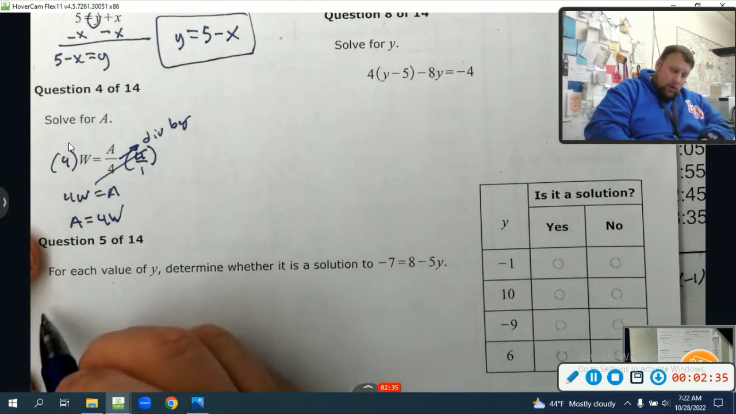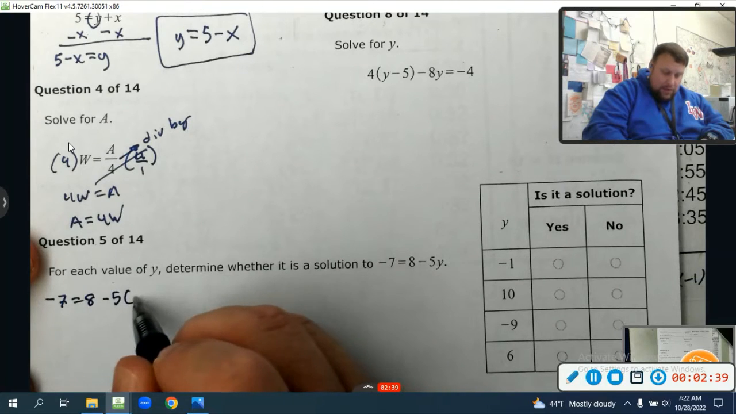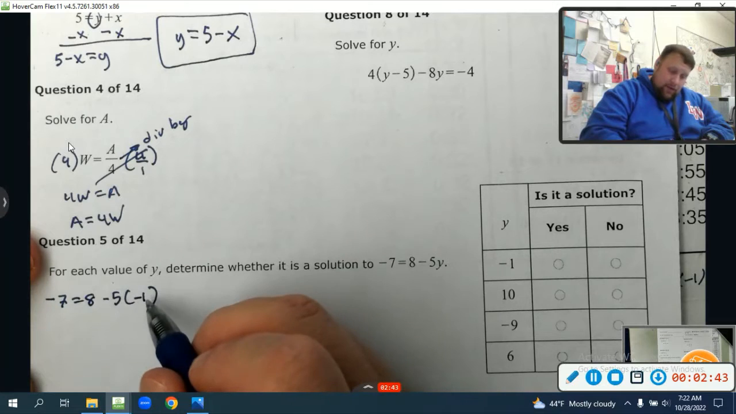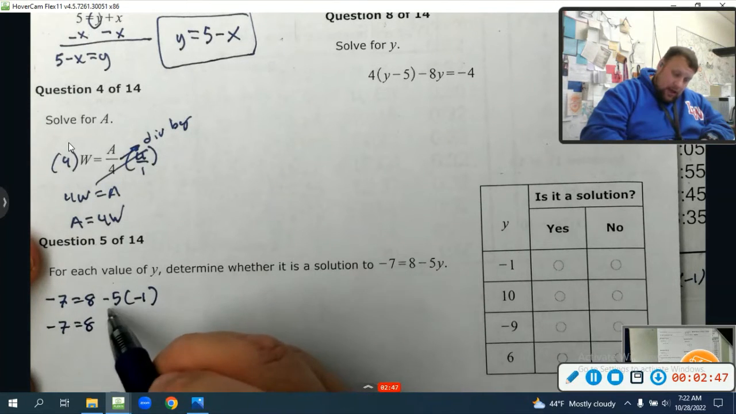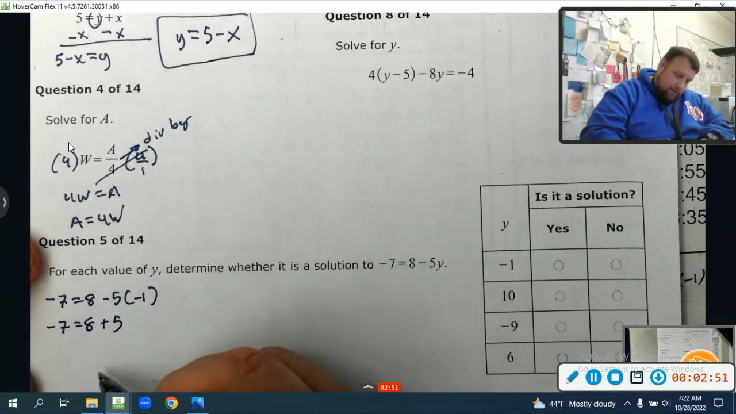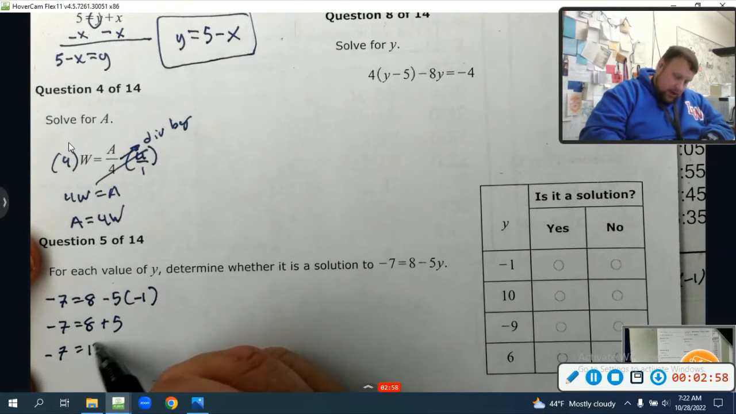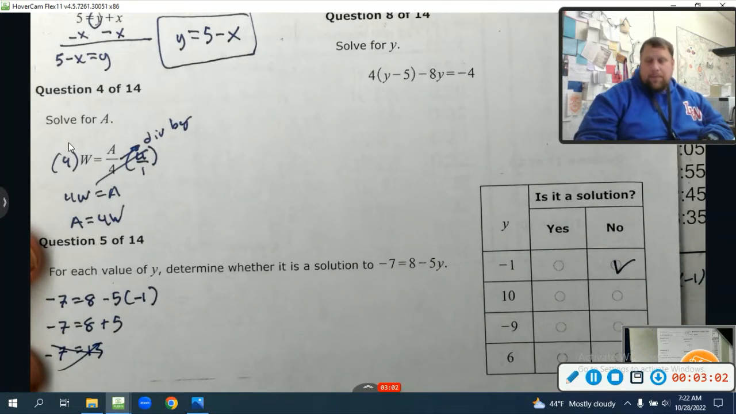So if I plug in negative 1, I'm going to have negative 7 equals 8 minus 5 times negative 1. Negative 5 times negative 1: a negative times a negative is a positive, 5 times 1 is 5, so plus 5. Then I get negative 7 equals 8 plus 5, which is 13. Is that a true statement? No, it's not. So negative 1 is not a solution.